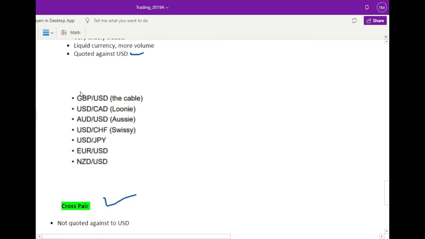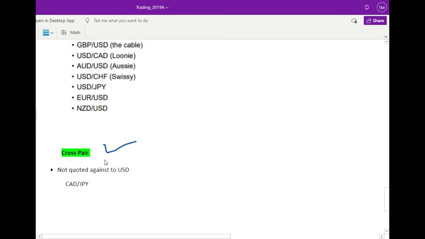Like this is pound, so USD is quoted against pound. So the first major pair is pound USD, USD Canadian. Most of the time, like cable, you don't need to know these terms, because they end up confusing you for unnecessary reasons. Then Australian dollar versus USD, USD Swiss, USD Japanese, Euro USD, and so forth.